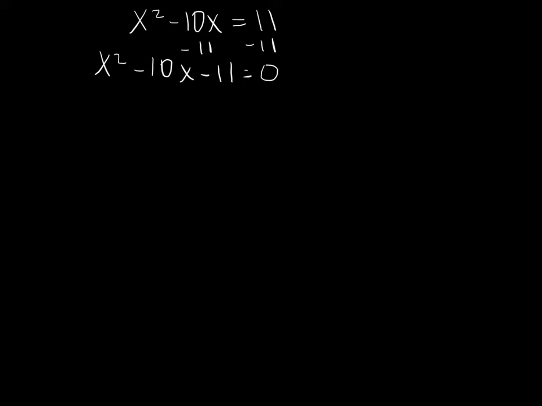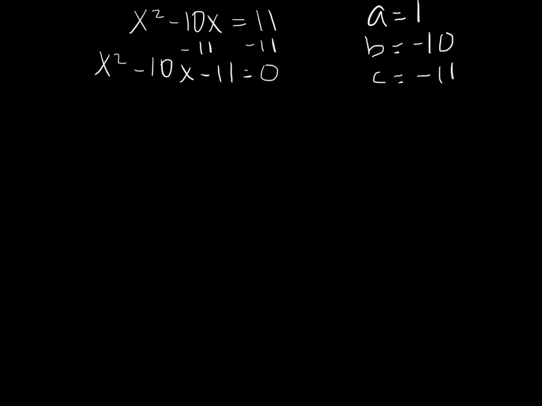Okay, so we need to identify our a, b, and c, our coefficients, so that we can go ahead and plug them into our quadratic formula. Our a is the coefficient in front of our x squared term. You remember there's always that invisible 1 there. So we have a equals 1. b is the coefficient in front of our x term, so b equals negative 10. And our c equals negative 11. Okay, so that's super important.